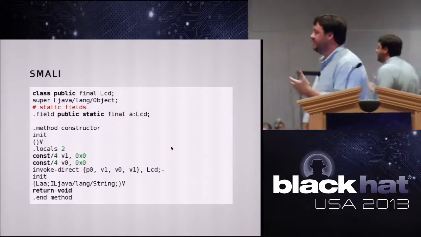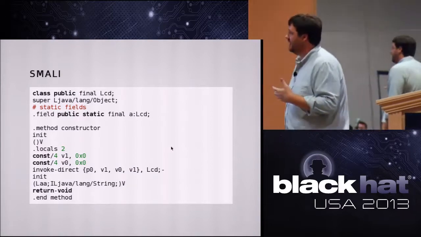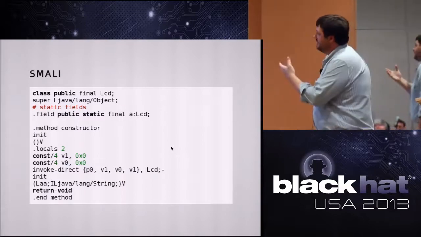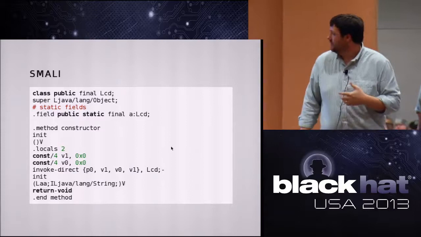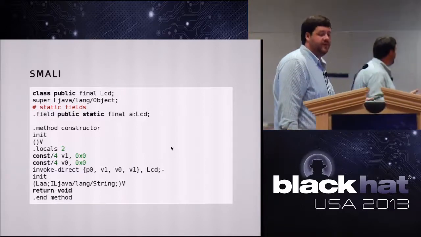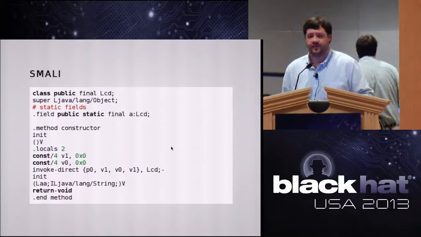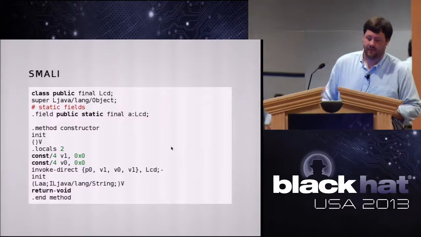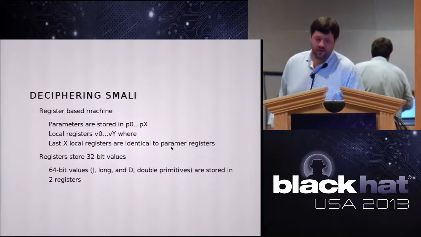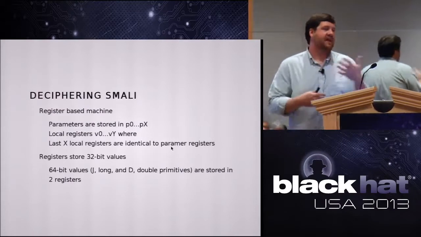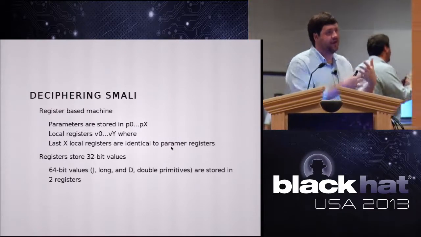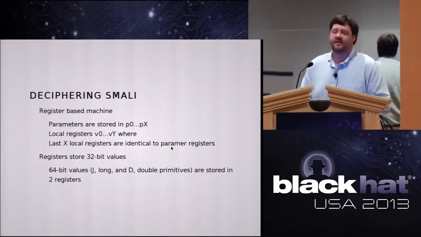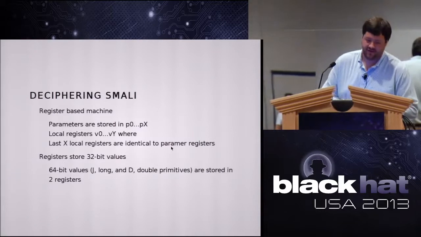So here you can see a class is being declared. It's a subclass of the Java object class. This is defining a method, the constructor init. Got a couple locals, so you have these P0, V1, V0, V1. These are registers. P registers are parameters that are passed in. V are virtual registers that you're using within it. The last X number of registers, depending on the parameters passed in, are overlaid on the last V registers. You might not ever be exposed to that, but something to look out for if you're ever doing this.